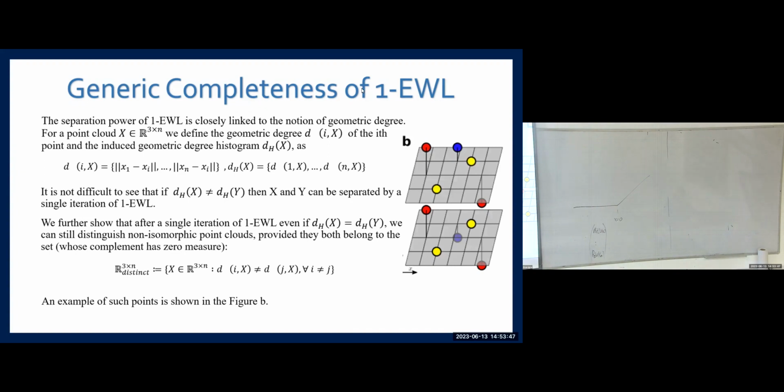Okay, so here we see it less clearly. You don't see the image, but at home you see it. So on the right, we have 2 point clouds. One is differentiated from the other by just a reflection of the blue points. And these 2 point clouds have identical degree histograms, but they are not isomorphic. So you cannot have a global orthogonal action that takes one to the other. Yet we still, using one EWL, can distinguish these 2 point clouds. And we will show this in the next slide. We'll give a proof of that.